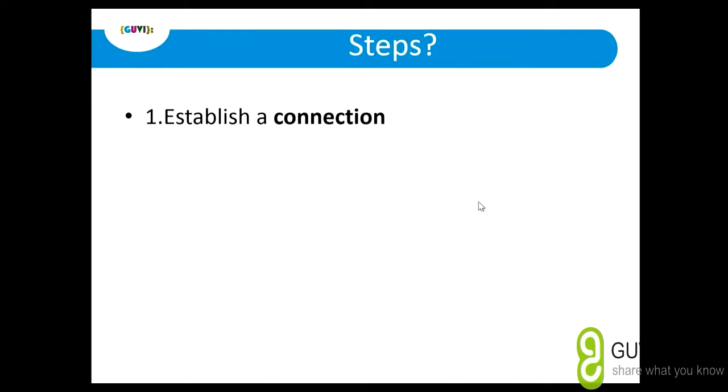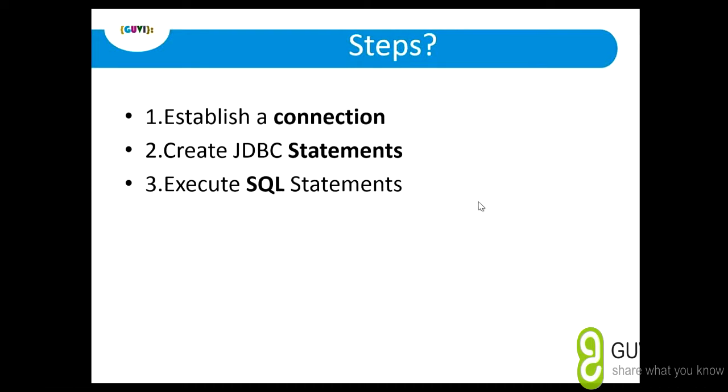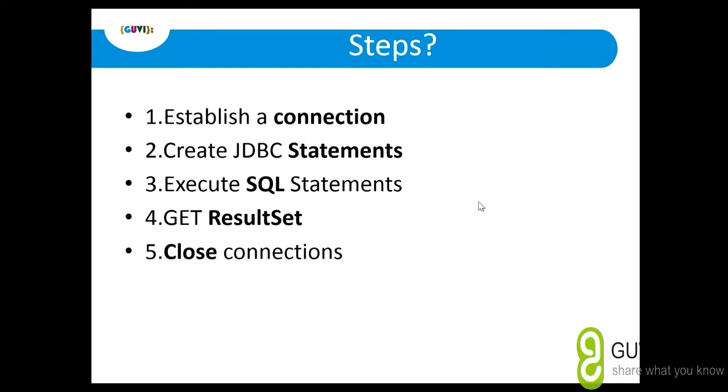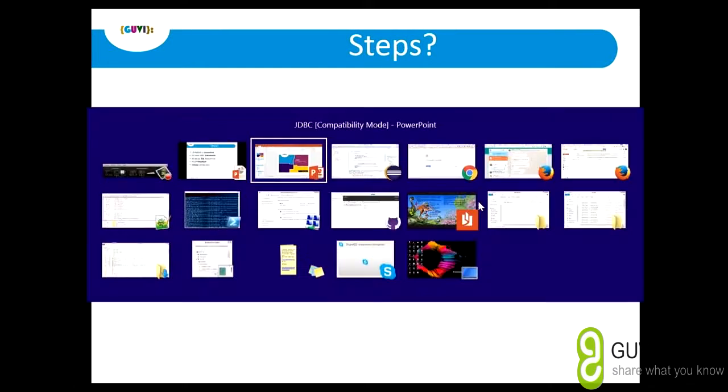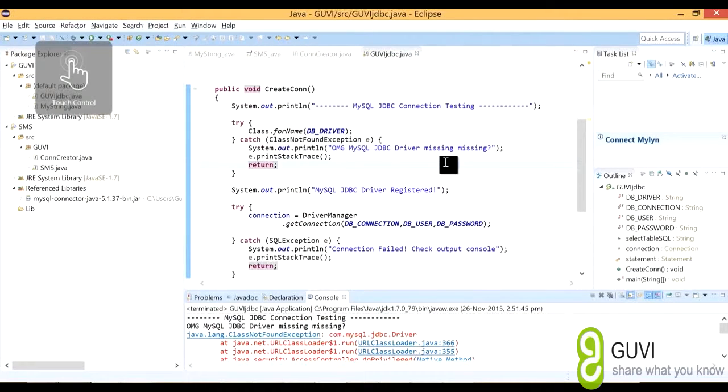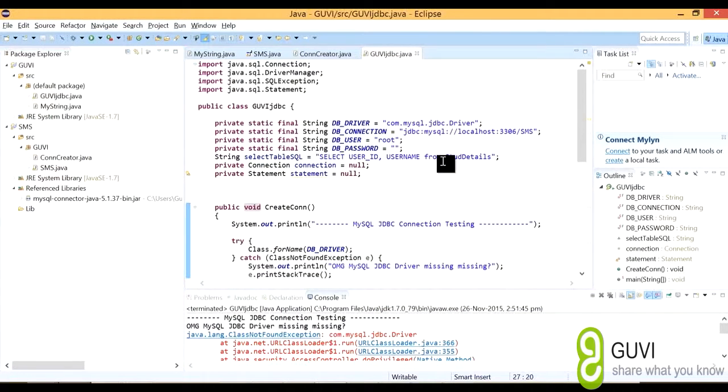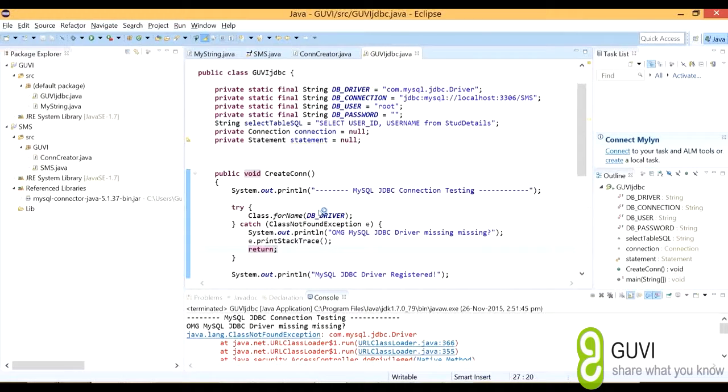So the general steps will be something like this. First, connections should be established, then JDBC statements should be created, then executing the SQL statements is needed, and sometimes getting the results, right? Then finally close the connection. So let's now see this in action in our sample coding, okay?